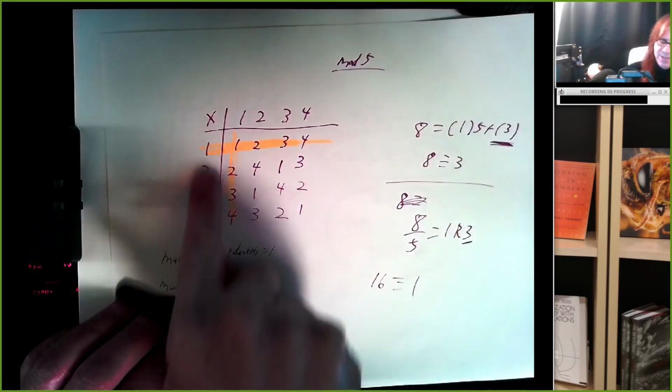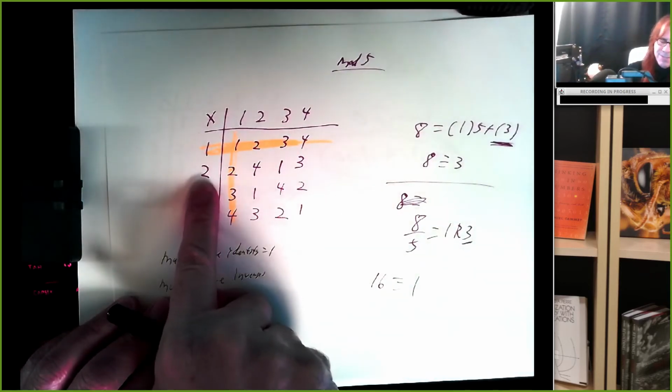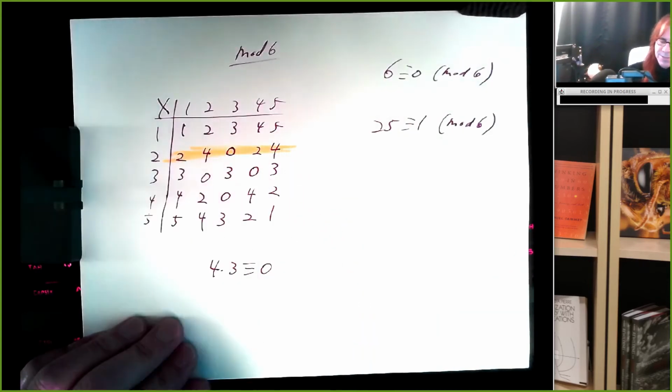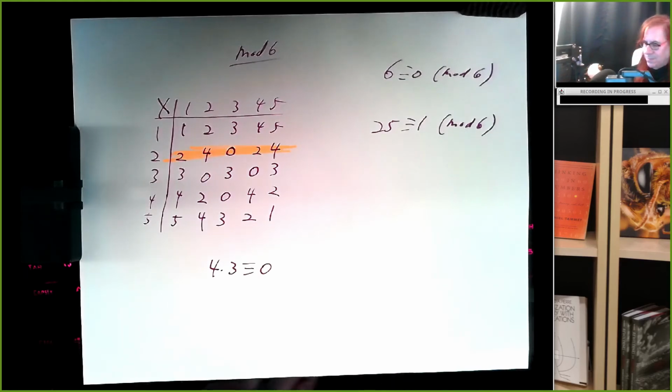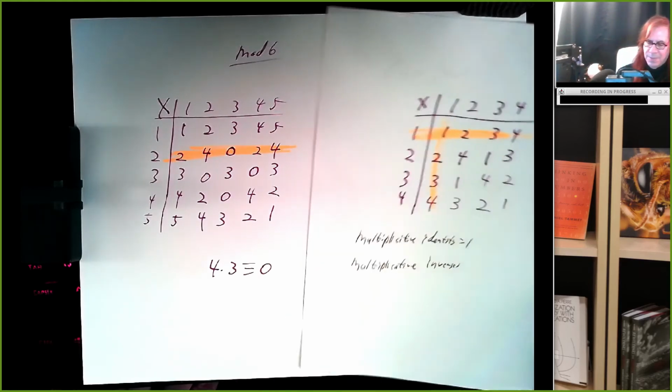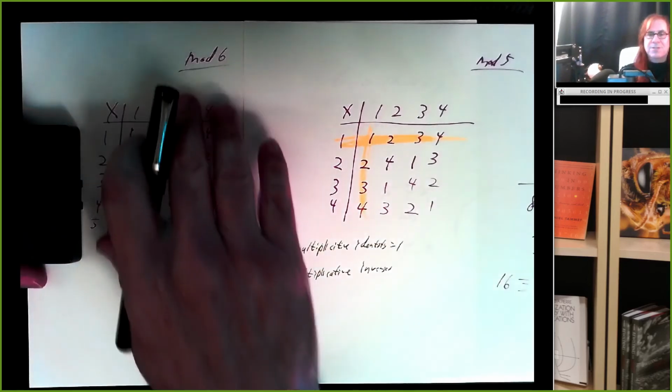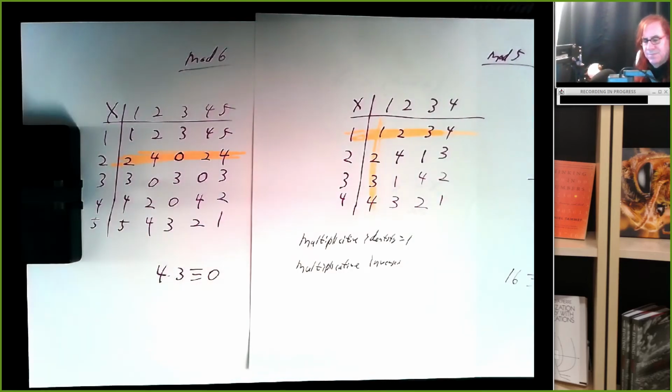Over here, everything had a multiplicative inverse. If I wanted to get 1 from 2, I could multiply it by 3. 2 times 3 is equal to 1. I don't have those inverses over here. So two very different situations. One for modulo 6, one for modulo 5.